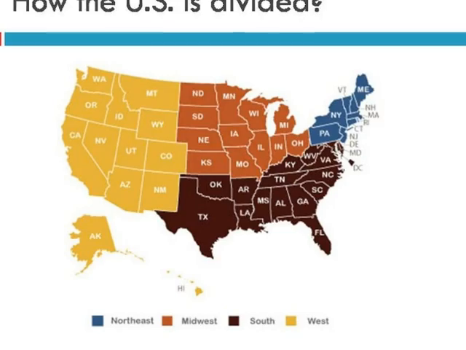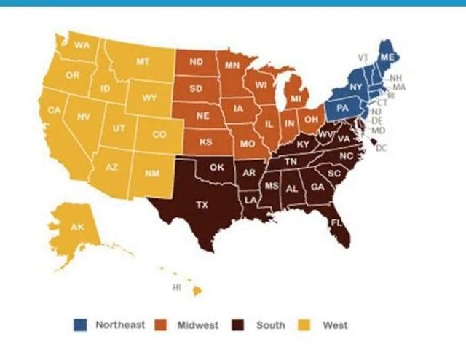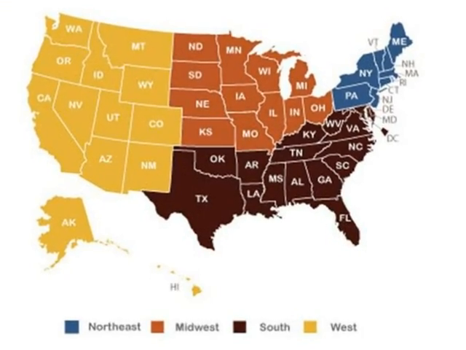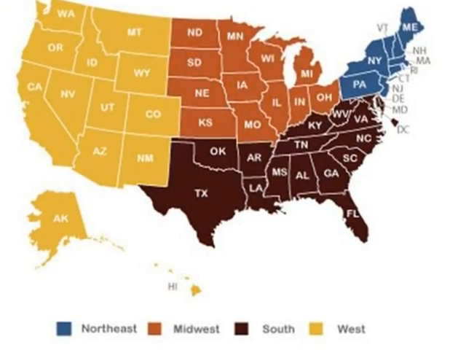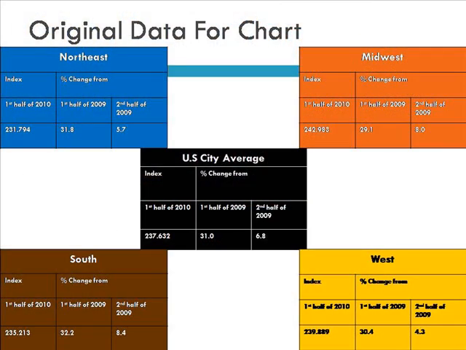The map is divided into the different regions. Blue is the Northeast, orange is the Midwest, brown is the South, while yellow is the West. On the 5 charts, the first column is the index from January 2010, while the second and third columns are the percentage changed from the first half of 2009 to the second half of 2009, then to January of 2010.